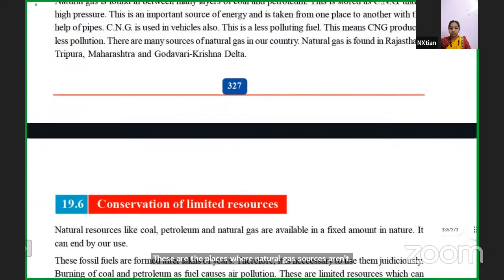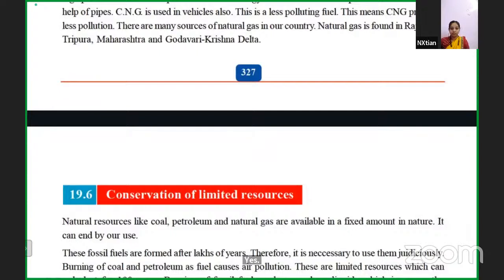Ma'am, another question, ma'am. Gas and petroleum are mostly found in the desert, right? Some of it is found in desert regions, but they are found in other regions as well. Oil is on land in Saudi Arabia, in desert regions like that. Some regions in Rajasthan are also desert regions, so they are found there, and in other regions also.